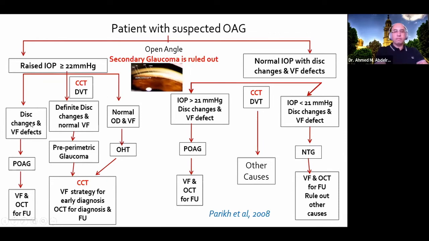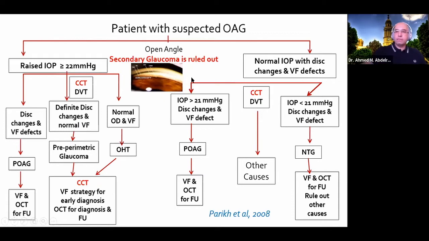So we have either definite primary open-angle glaucoma by disc changes and visual field, or we have a normal visual field but definite disc changes that we call pre-perimetric, or a normal optic disc and visual field that we call ocular hypertension. If we have a normal intraocular pressure but we have disc changes and visual field defects, we may have a borderline IOP that will also diagnose primary open-angle glaucoma, or a low IOP that may diagnose normotensive glaucoma. Now we'll see how to use the investigations in each step of them.